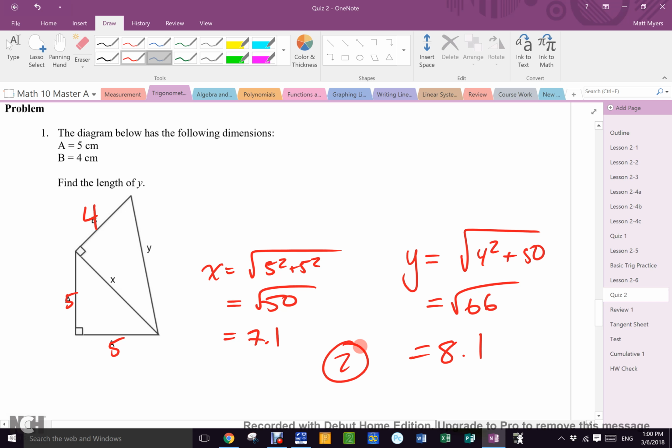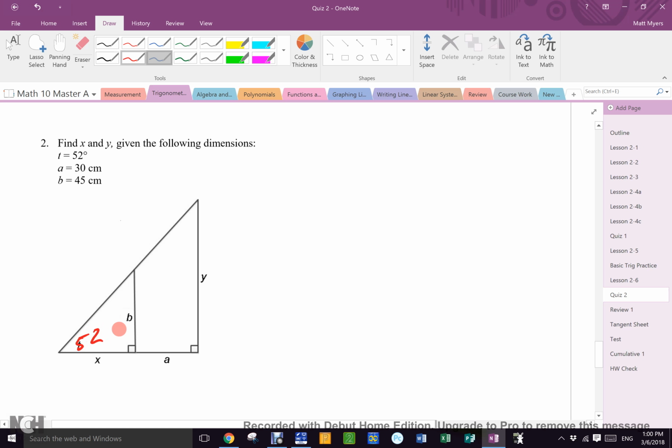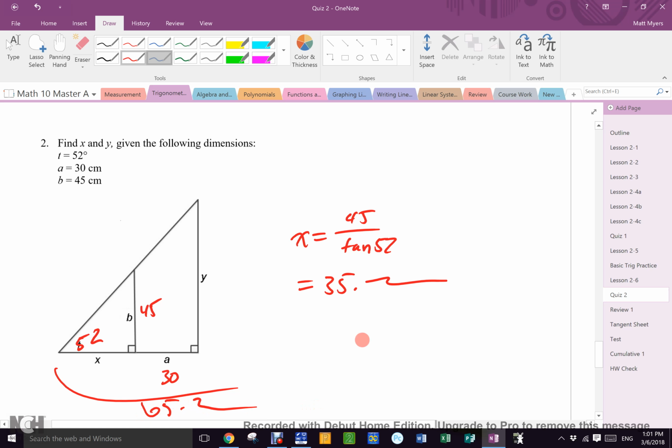Pardon? That's fine. You're good. And this one, T was 52, A was 30, B was 45, so X equaled 45 divided by tan 52, which was 35 point blah, which meant the whole thing was 65 point blah, so it was 65 point blah times tan 52, and I can't remember what it was, 83 point blah for 2 marks, giving you a score out of 18. Great.